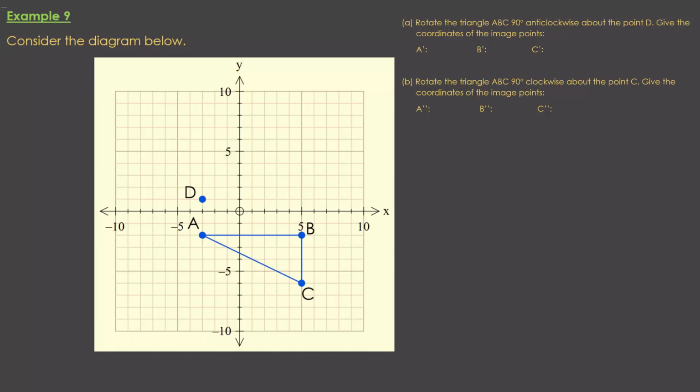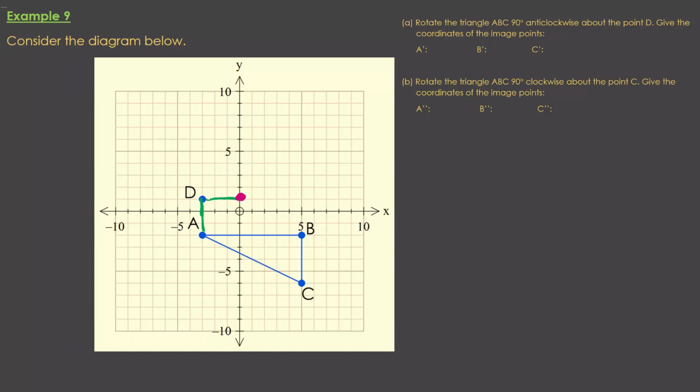Consider this diagram below, and the first thing we want to do is rotate the triangle ABC 90 degrees anti-clockwise about the point D. So if we think about A, rotate 90 degrees anti-clockwise about D, and then this green line here, instead of pointing at 6 o'clock, would point here at 3 o'clock. So that would be A.